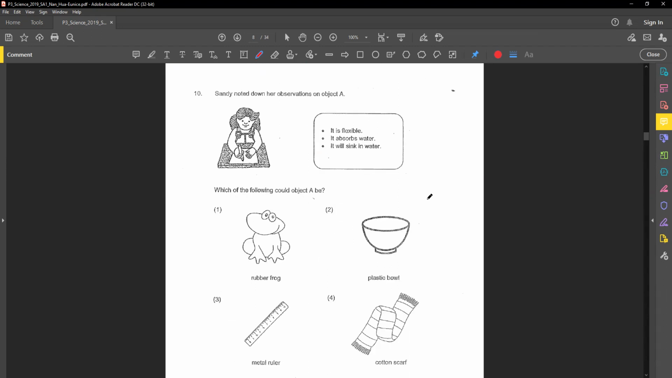Now, question 10 describes object A as flexible, absorbs water, and sinks in water. Through elimination, we know that the rubber frog, plastic bowl, and the metal ruler are waterproof and do not absorb water. So the answer will be 4, the cotton scarf.